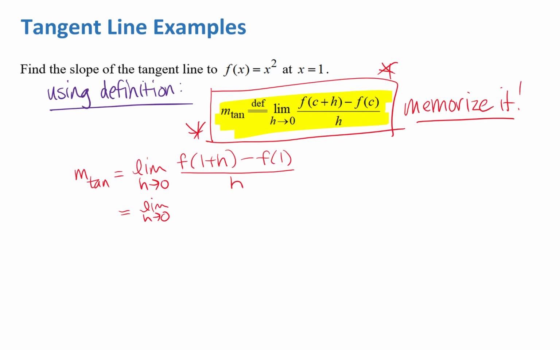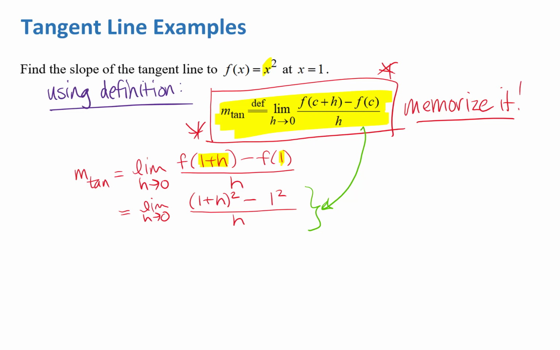Alright, so when it says f of 1 plus h, I'm going to take that 1 plus h and put it into the function in place of x. So I will have 1 plus h, the quantity squared, minus, and then when I have f of 1, I'm going to put 1 into the function in place of x. So I'll have f of 1 is 1 squared, and then I have the whole thing over h. Basically all I did right there was use that definition with the particular function we're working on, f of x equals x squared, at the specific value of c equals 1. Okay, so that's the first step, being able to write that down correctly.